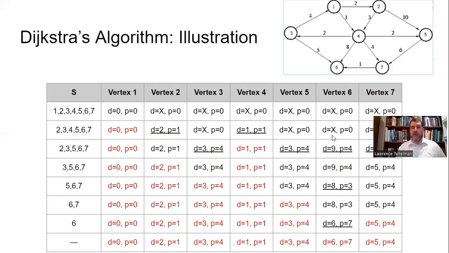Because now I can go from 1 to 6, right? So I can go from 1 to 4 to, sorry, I'm going through 6. What happened here? Give me 1 second. I'm going from 1.